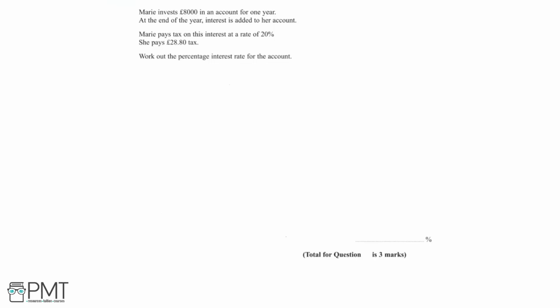In this question, we're told that Marie invests £8,000 in an account for 1 year. At the end of the year, interest is added to her account. Now Marie pays tax on this interest at a rate of 20%, and the tax that she pays is equal to £28.80. And we need to work out the percentage interest rates for the accounts.